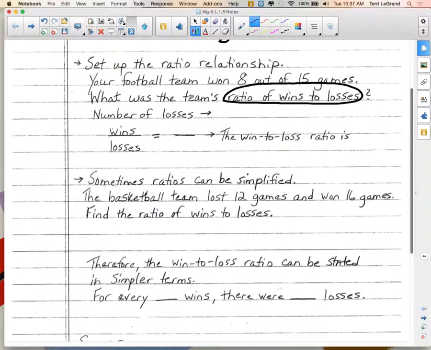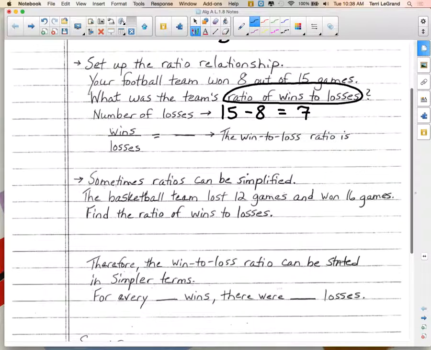If we're going to compare wins to losses, how many wins were there? 8. How many losses were there? 7. What do you have to do to get that? You have to subtract the 8 from the 15, because they played 15 games altogether. So this one they didn't just hand us the number of losses. They made us work a little bit to get it. So the number of losses is actually 7.